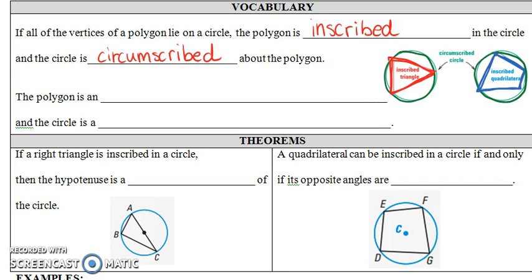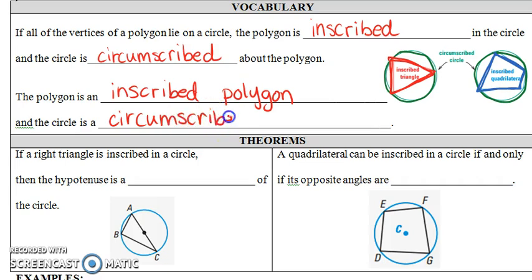So what we would call these in this next sentence here is the polygon is an inscribed polygon, and the circle is called a circumscribed circle. Okay, now the theorems down below here, I'll do this theorem on the left.